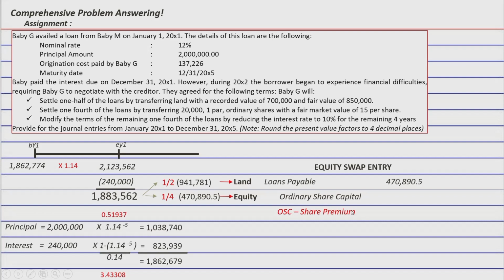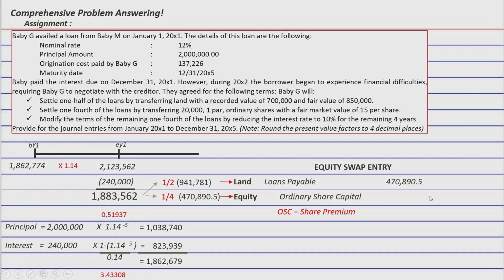The measurement of these two, if you still remember, is based first on the fair value of the shares issued. If that's not available, we use the fair value of the liability to be extinguished. And if that too is not available, then we have no choice but to measure these two at the book value of the liability extinguished. I hope you still remember that. In this problem, the fair value of the shares is given, which is 15 per share. So, we're going to use that.